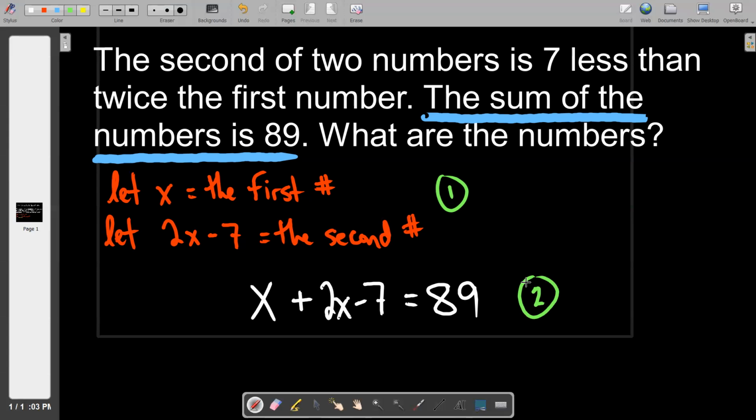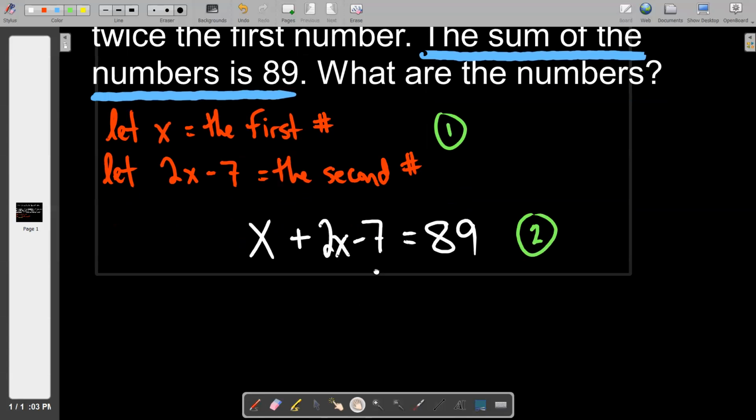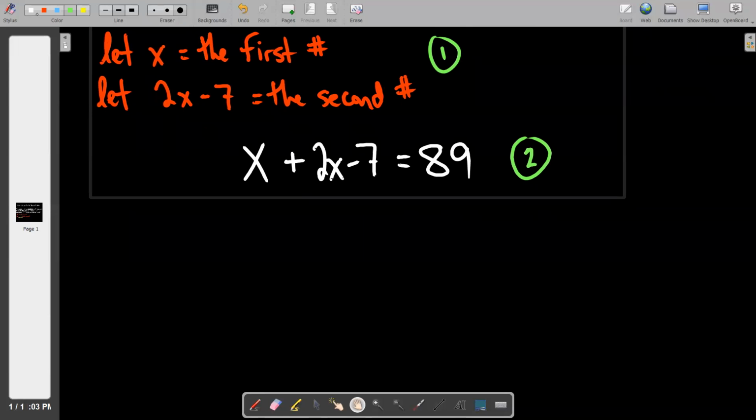Okay. Step 3 is the part that we're going to be really just smooth, like this won't ever be an issue, and that's just do the math, right? So step 3 is solve the equation. And this by now should be massively simple. So what would we do first? Add like terms. So specifically, the x's would make 3x. What would we do after that? Add 7 to both sides. Get rid of the -7. So we have 3x equals 96.